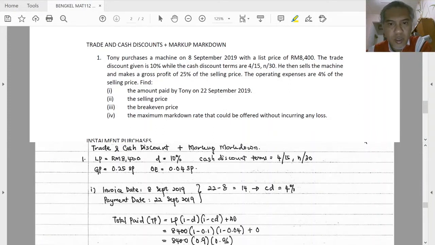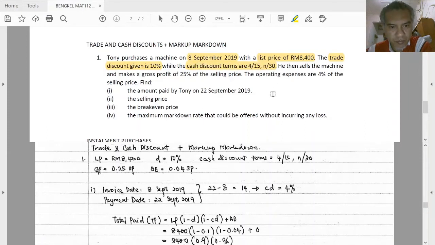Okay, so let's continue with the solution. First of all, as I mentioned earlier in my previous videos, in order to solve the problems, what you need to do is to first identify the given information. In this case, on the 8th of September, Tony purchased a machine listed at a price of 8,400. For this list price, he is given a trade discount of 10% and also cash discount terms of 4, 15, and 30.